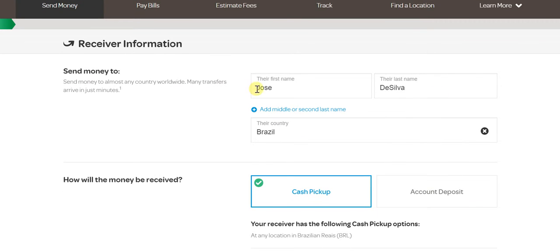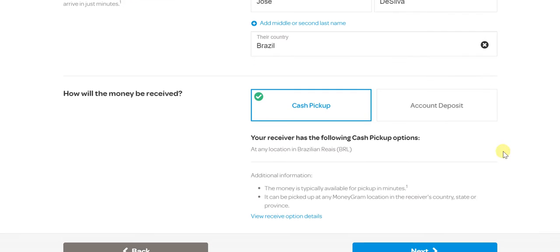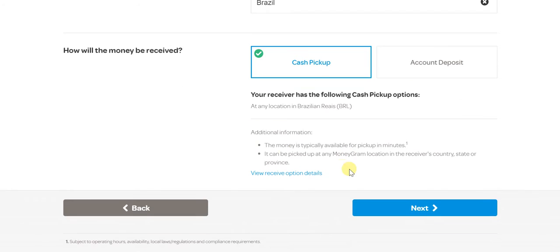So we have the first name and last name of the receiver, we have the country in place, and let's look at the options. As far as receiving money is concerned, there's cash pickup and account deposit. First, let's look at cash pickup. The receiver has the following cash pickup options at any location in Brazilian reals. Additional information: the money is typically available for pickup in minutes, so it takes practically no time at all. You've clicked on send over there after having provided all the requisite details in the United States, and here in Brazil you have the receiver easily picking up the money in a matter of minutes.